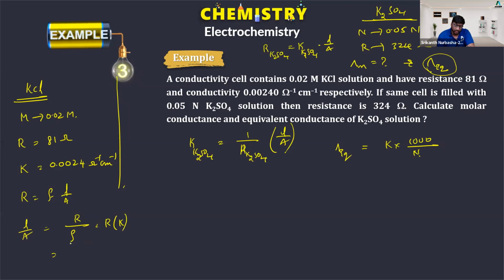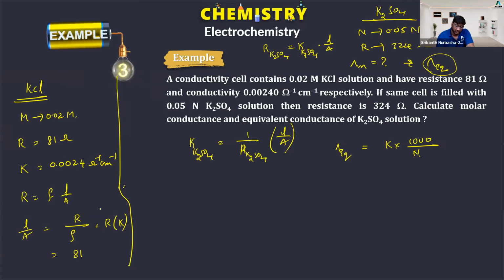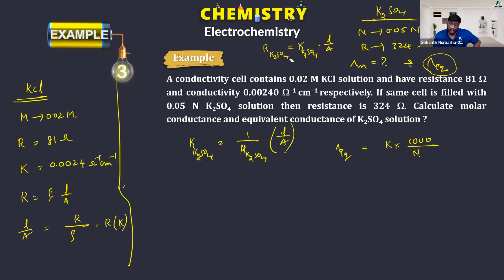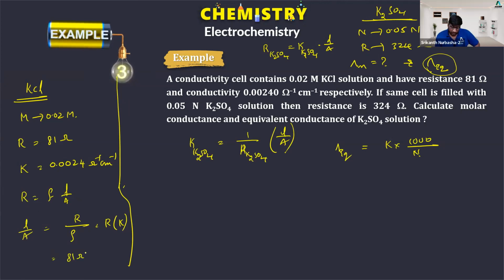What is the value of R? R of KCl is 81. The L by A I am calculating with respect to KCl, because I don't know the L by A value for K2SO4. So I have to calculate conductivity using the formula R is equal to rho into L by A, with that L by A calculated from the KCl. So R is how much? 81 ohm. 81 ohm into K is how much?